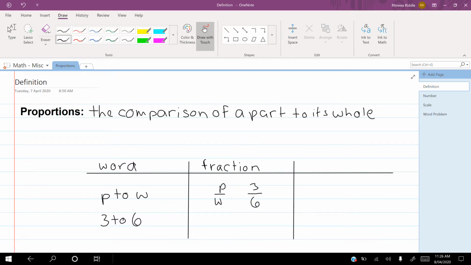And our last one is colon form. These are where there are 2 dots, one above the other, in a straight vertical line. And when doing that, we say part colon whole. And again, using the pie, we have 3 parts of a 6-part pie. So those are our 3 ways we can write it. And again, the proportions definition is the comparison of a part to its whole. So we're going to work with some examples.